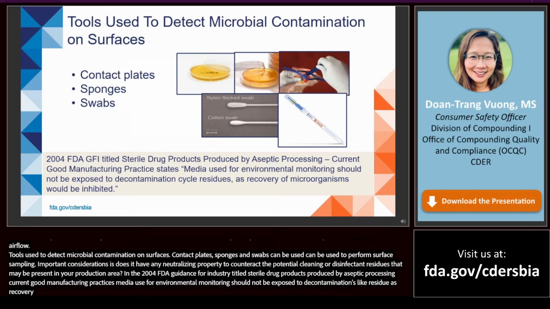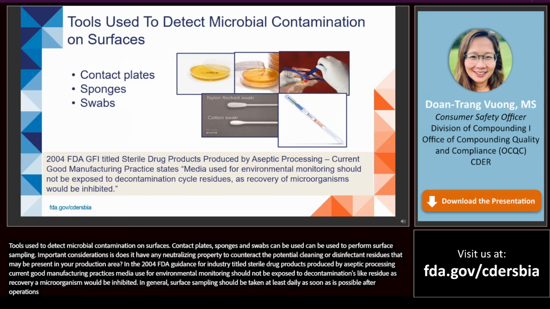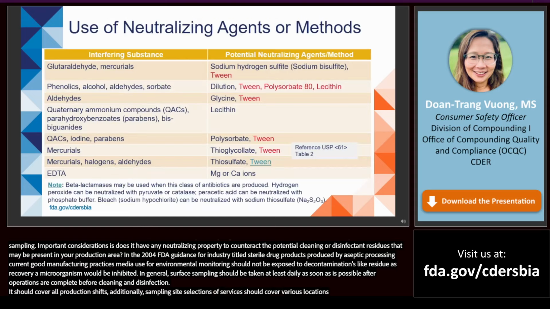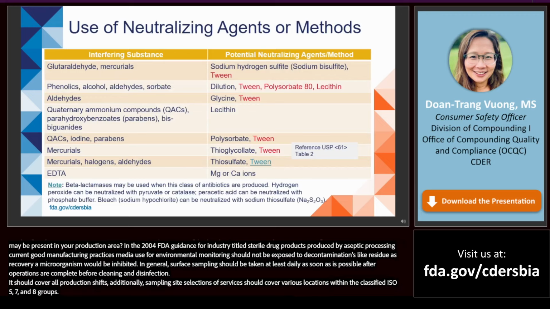In general, surface sampling should be taken at least daily, as soon as is possible after operations are complete, but before cleaning and disinfection. It should cover all production shifts. Additionally, sampling site selection for surfaces should cover various locations within the classified ISO 5, 7, and 8 rooms. Here are a few examples of some potential neutralizing agents and methods that you can review.